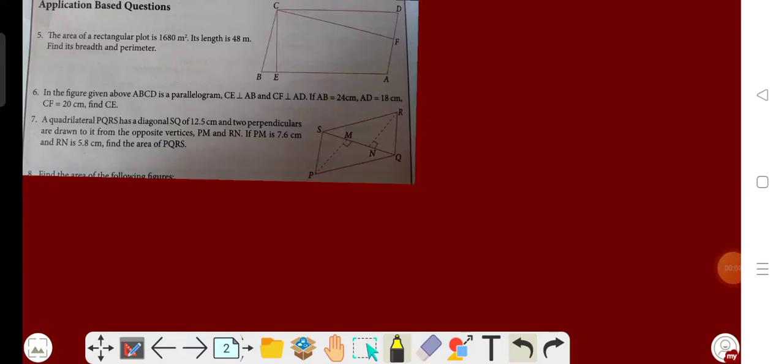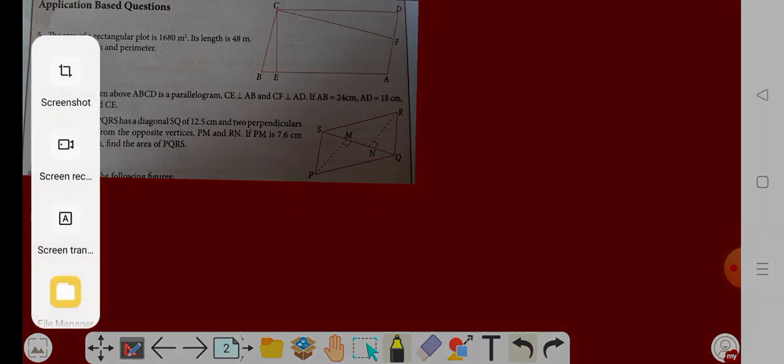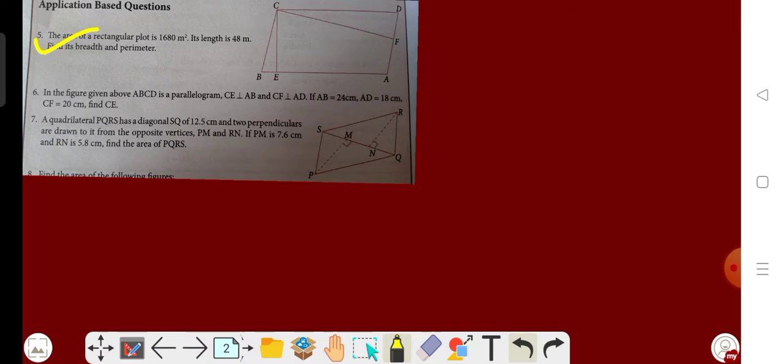As you all know, in the previous video we completed exercise 13.2 up to question number 4. Now question number 5. The area of a rectangular plot is 1680 meter square and its length is 48 meter. Then we have to find the breadth and perimeter.